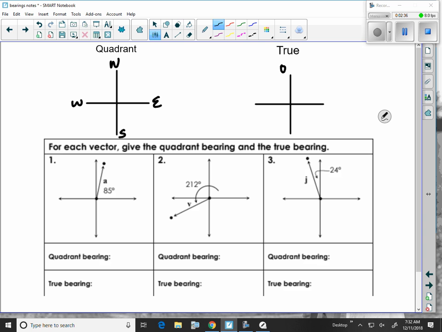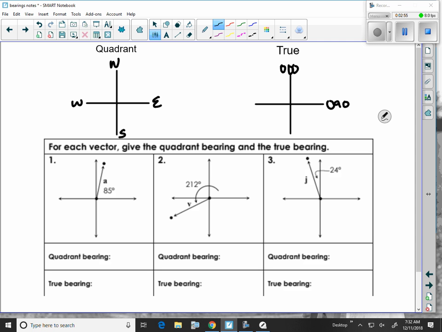And then for true, it's important that you have the angles here. We know this is 0 degrees. We're going to label that here at 0 degrees, but with a true bearing, it's written with 3 digits. So this would be 0, 0, 0. This is going to be 0, 9, 0 because that's 90 degrees.